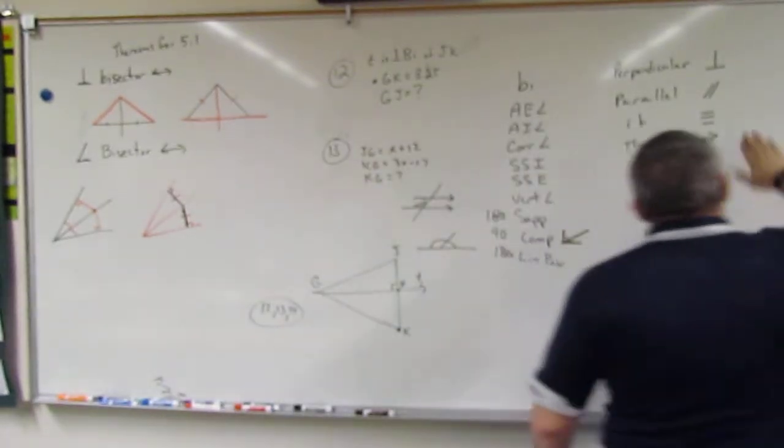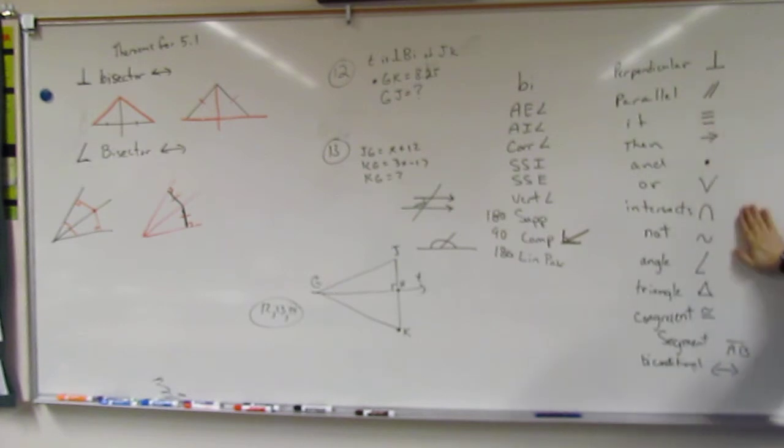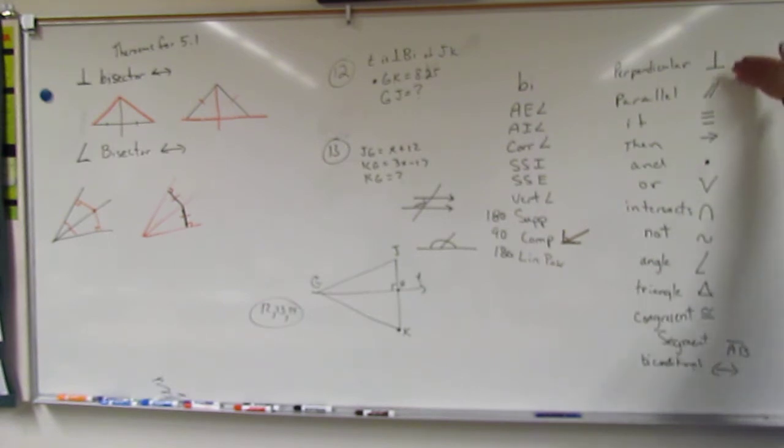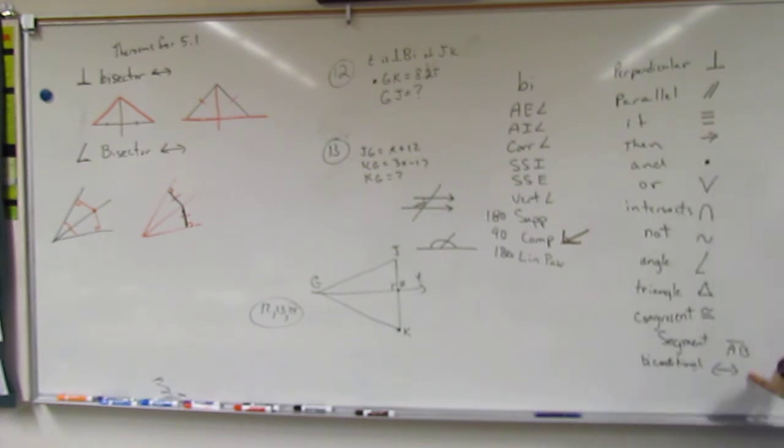And then we have these symbols, and we use these symbols a lot. Okay? So you might want to pause the video and take these down, because you have perpendicular, parallel, if, then, and the biconditional. Later on, we forgot to write it, but it's tied to this then.